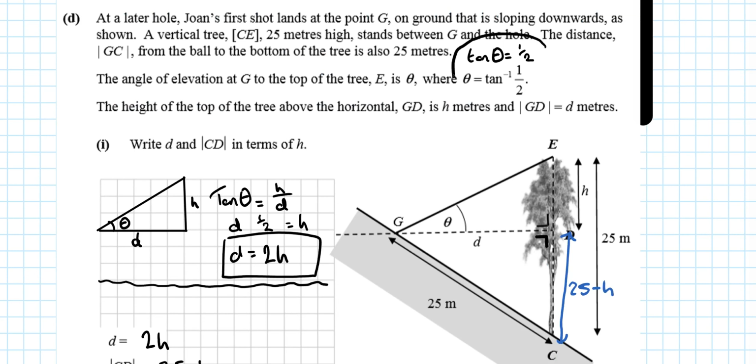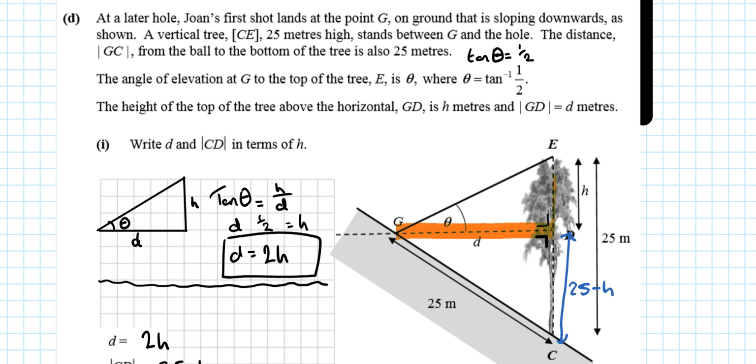tan inverse a half. If you're ever given theta like that, I would highly recommend getting tan of theta. So if you're given tan inverse, just write it as tan of theta is equal to a half. The height of the top of the tree above the horizontal GD is h meters, and GD is equal to d meters. So this distance they've given us as a variable d. Write d and CD in terms of h.